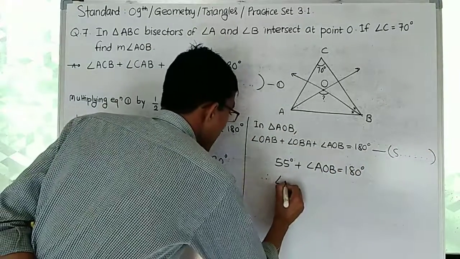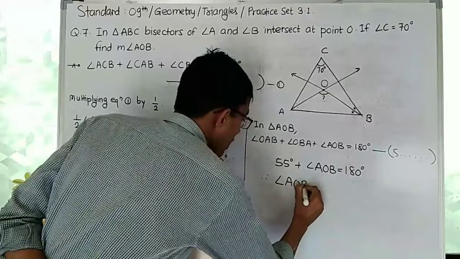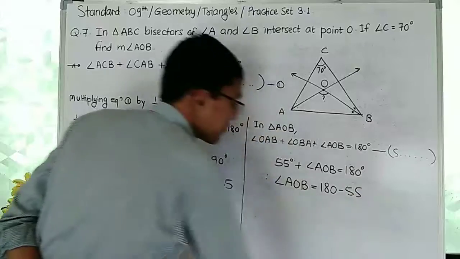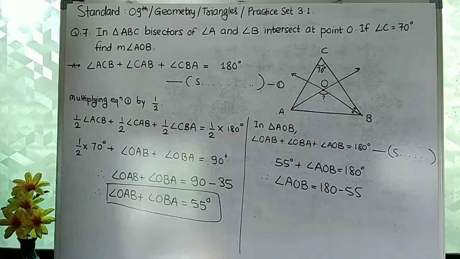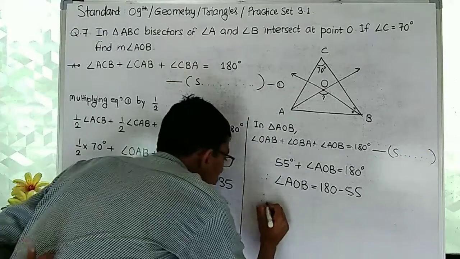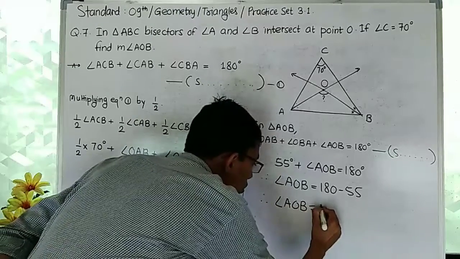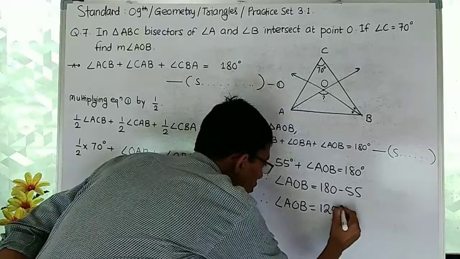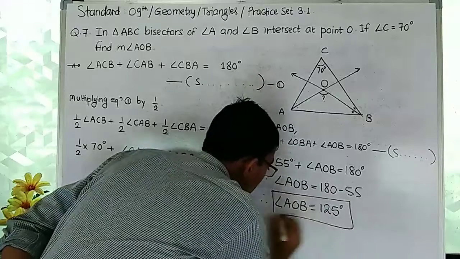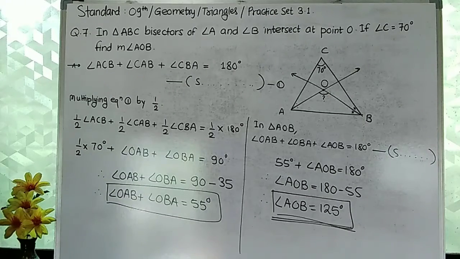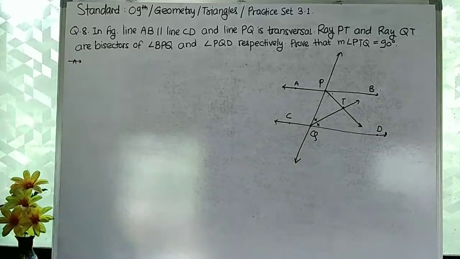Therefore, we will get angle AOB is equal to 180 minus 55, and that is nothing but 125 degrees. This is the required answer. That is, the measure of angle AOB is 125 degrees. Now let us see question number 8.